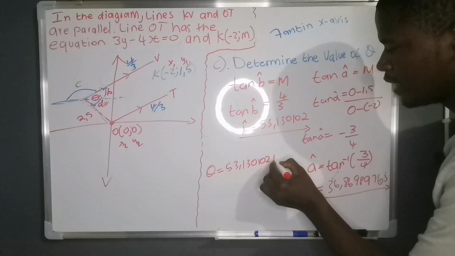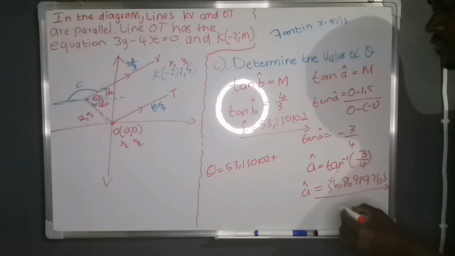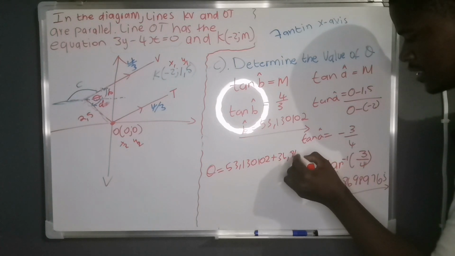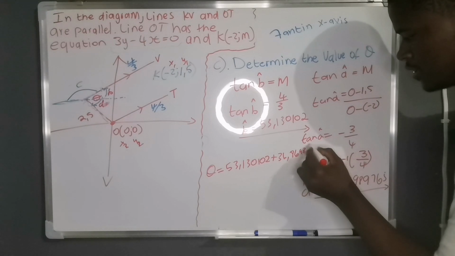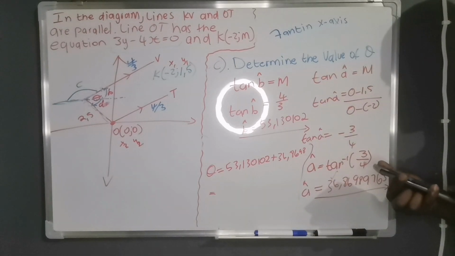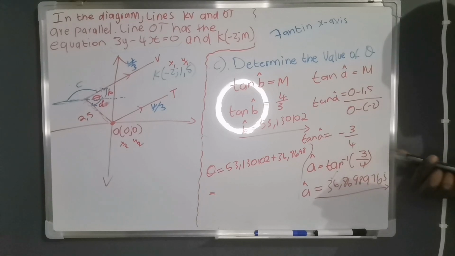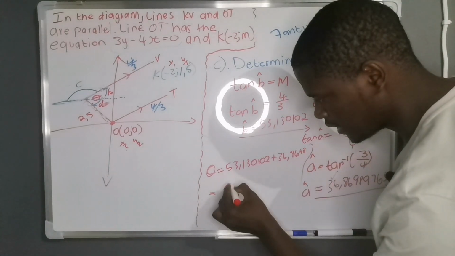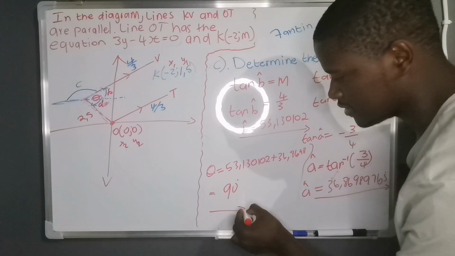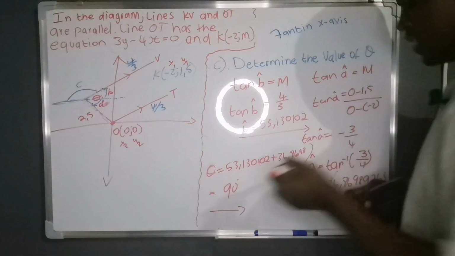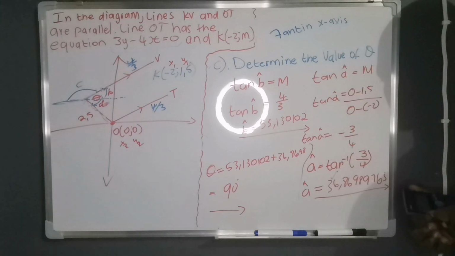53.13012 plus 36.8698 and so on. Okay guys, then just add them: 53.130102 plus the other, then the answer is 89.999999. Therefore you are done with finding angle theta. That's a 90-degree angle there. I hope you can see it. And that's how you find angle C.